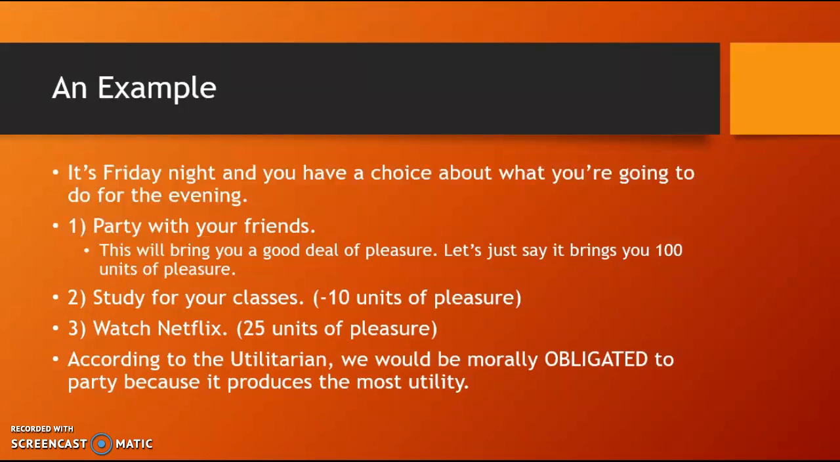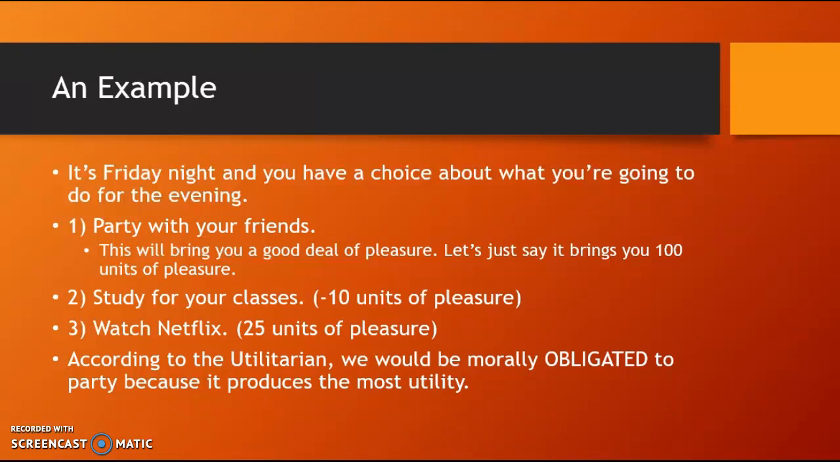So, doing this type of partying with your friends is going to bring you a good deal of pleasure, obviously. The number is not super important specifically, so let's just give it a number. Let's say if you went and partied with your friends, it would bring you 100 units of pleasure. Your second option is to study for your classes. You've got final exams coming up soon, you need to get some studying in. So instead of partying, you choose to study. Well, studying's painful. It's not the most fun thing in the world. So we're going to say it gives you negative 10 units of pleasure.